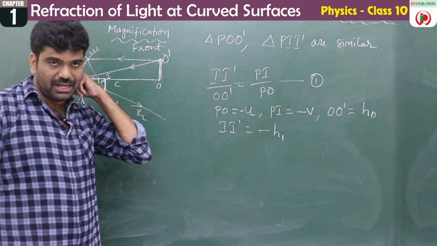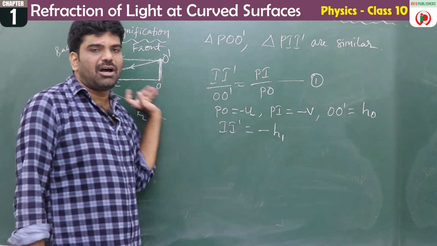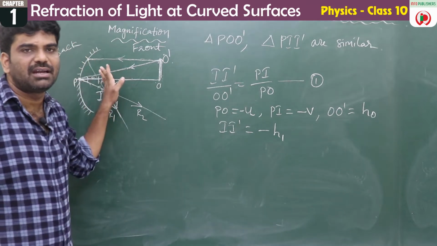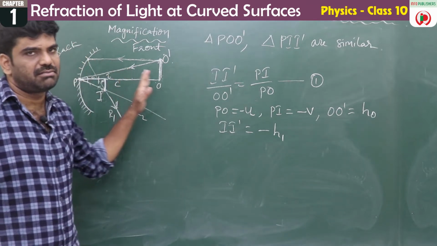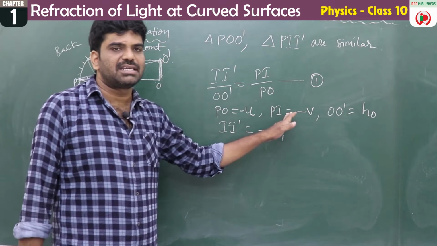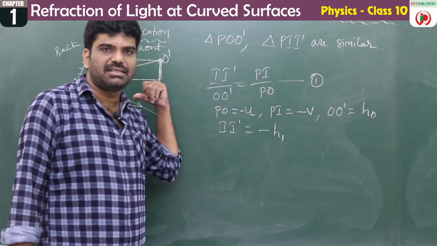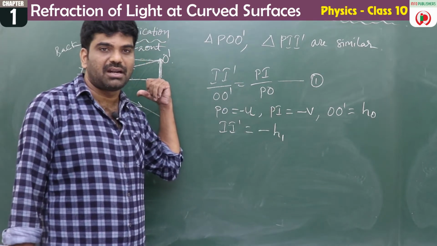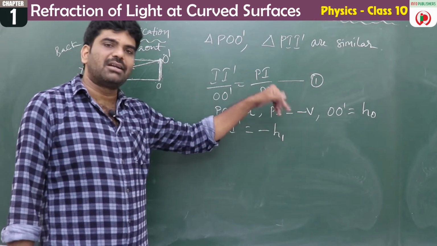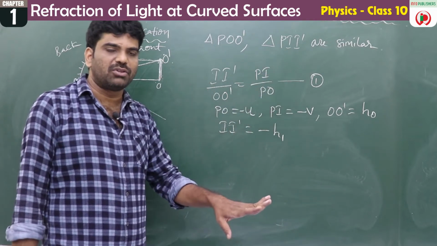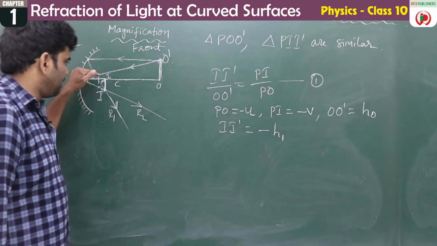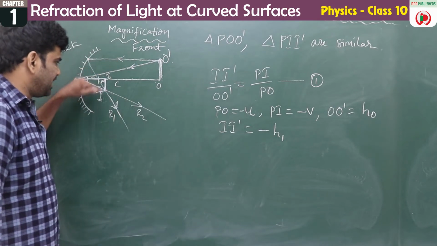See children, so you have taken the object distance. Object distance is in front of the mirror. In front of the mirror means minus U. Image distance is in front of the mirror in this case. Why? Because this is concave mirror, that is minus V. Height of the object anyway positive only for both the mirrors, and here it is inverted.